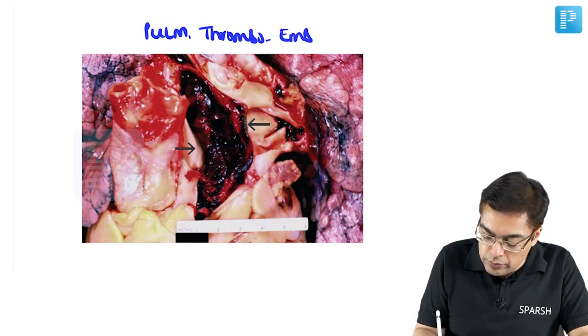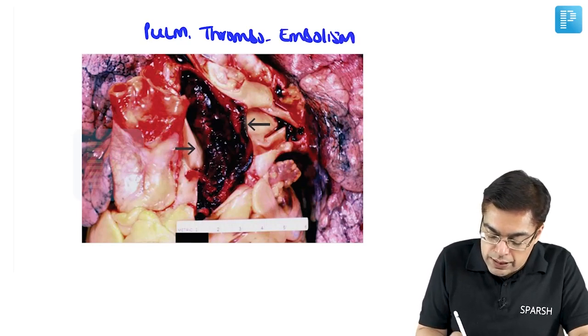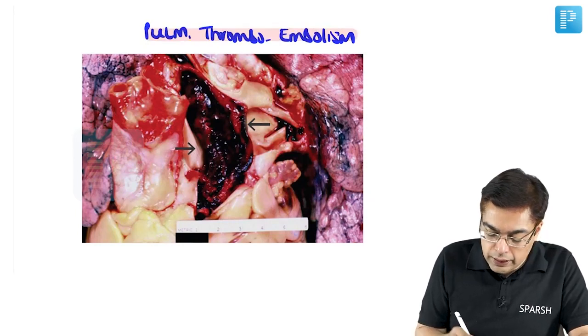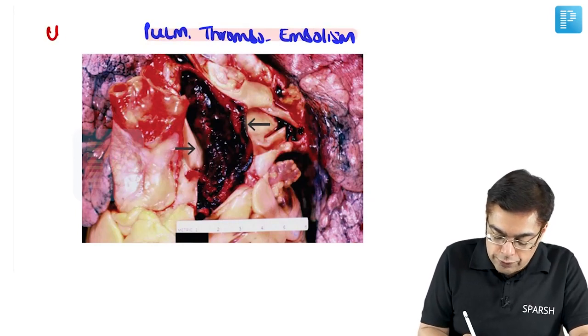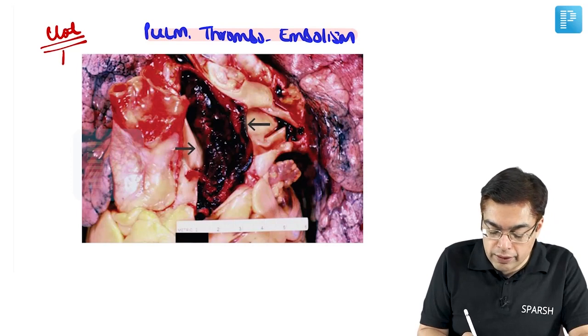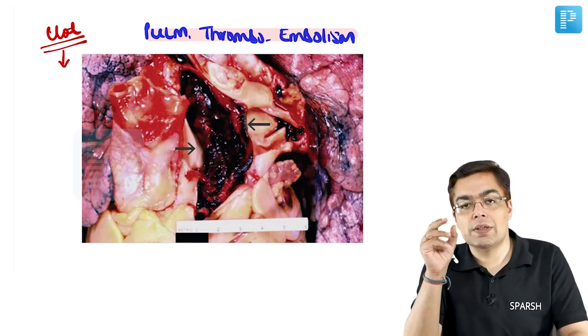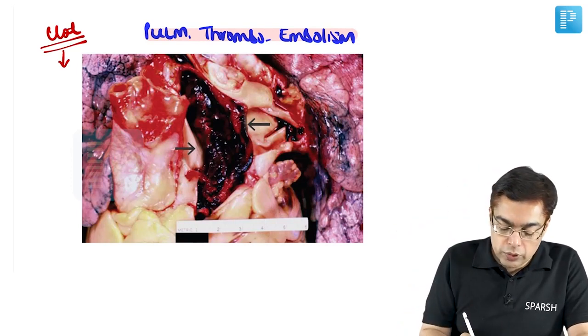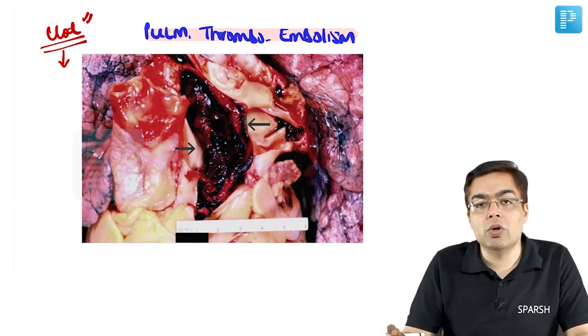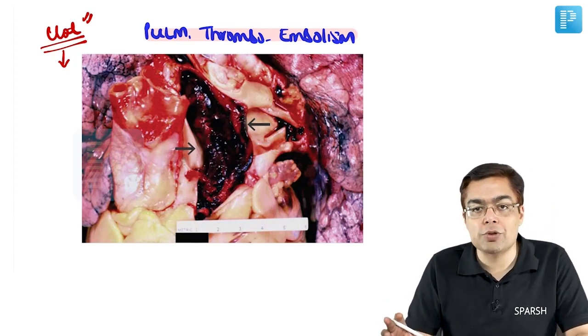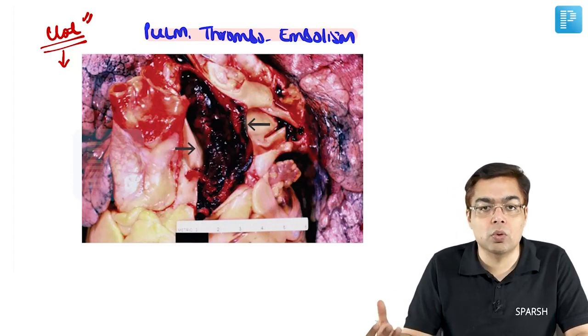Now, the moment we are going to be talking about something like a pulmonary thromboembolism, this is going to be an example of a condition that is going to be characterized by the formation of a clot. This kind of a clot is going to be traveling all the way from the systemic circulation into the lungs. The original place, the place where the clot is actually going to be originating in 95% of the individuals happens to be the venous system, the veins of the lower limb.